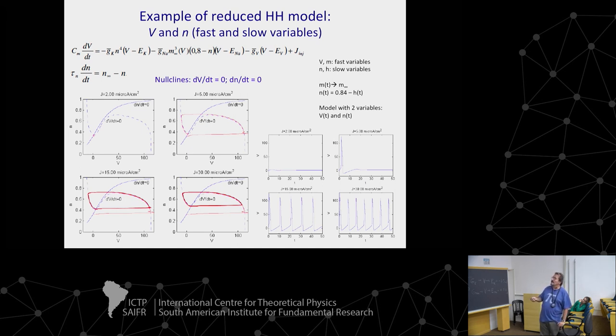So you have here V and N, and you can plot there the nullclines, which are the curves associated to the derivatives of those two variables being equal to zero, and then you can study the dynamics here. I don't have time to go into the detail, but you can either do analytical calculations or use some of those dynamical systems tools that are available in the market to analyze the system and determine what characterizes the excitability of the cell, the origin of a spike, and so on.